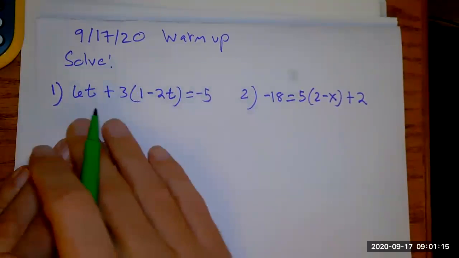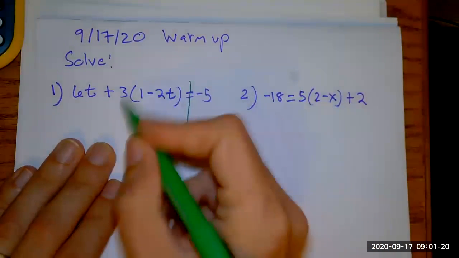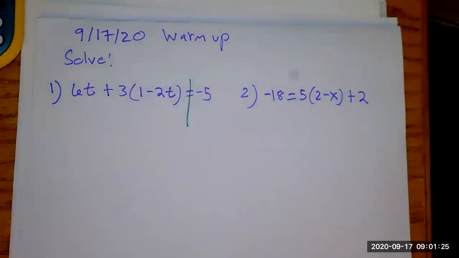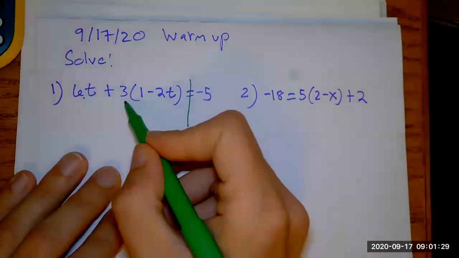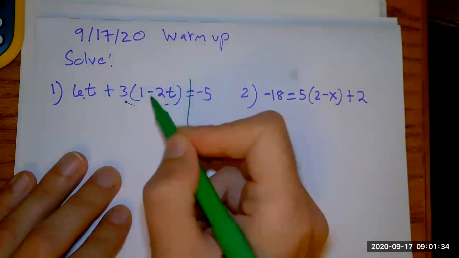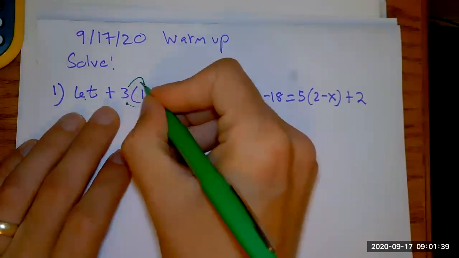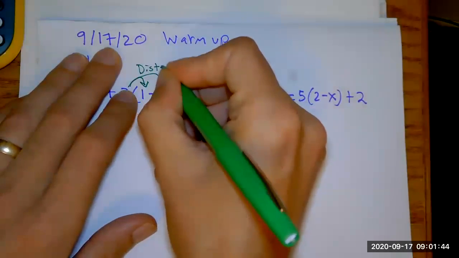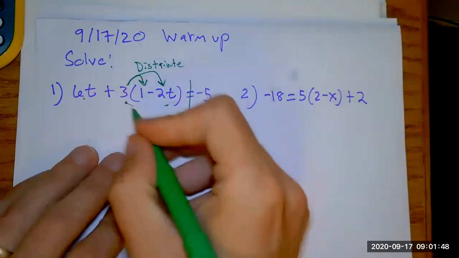So the first thing I notice, right, there's a left and there's a right side. The left side looks really scary, right? So let's try to make this a little bit easier to deal with. The first thing I'm going to do is look at this three times the quantity, right? I have a shopping cart and I want to multiply everything in it by three. So I'm going to distribute. Remember, this is called distribute. Okay, so I'm going to distribute here.